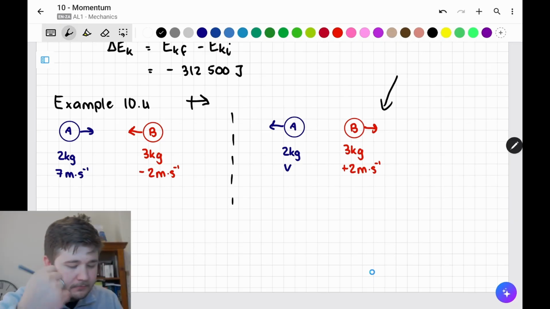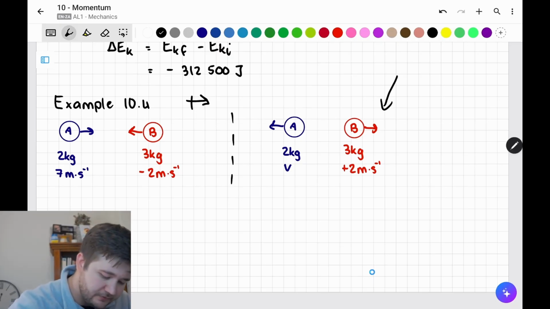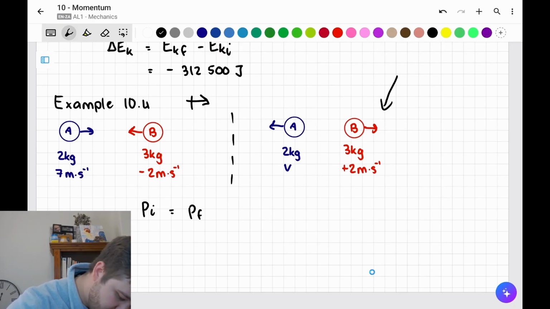Okay, to simplify, I'd like to show you guys a way I like to solve for this. I like to say P initial should equal P final, and then to summarize the momentum on my initial side, which will be 2 multiplied by 7 summed with 3 multiplied by negative 2.